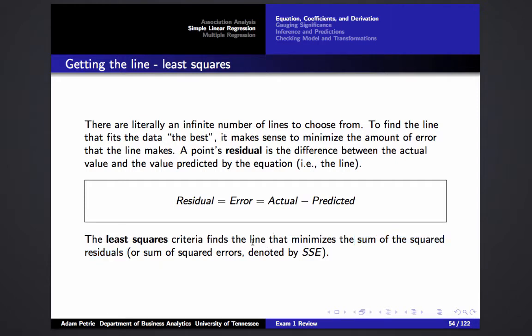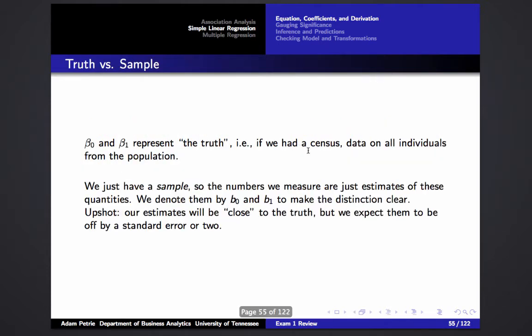And we do this because of classical reasons. It makes the math actually work out really easily. We could come up with a line that minimizes the absolute value of the residuals, but back in the day, this criteria actually made the math just really easy to work with, and so that's what we stick with.